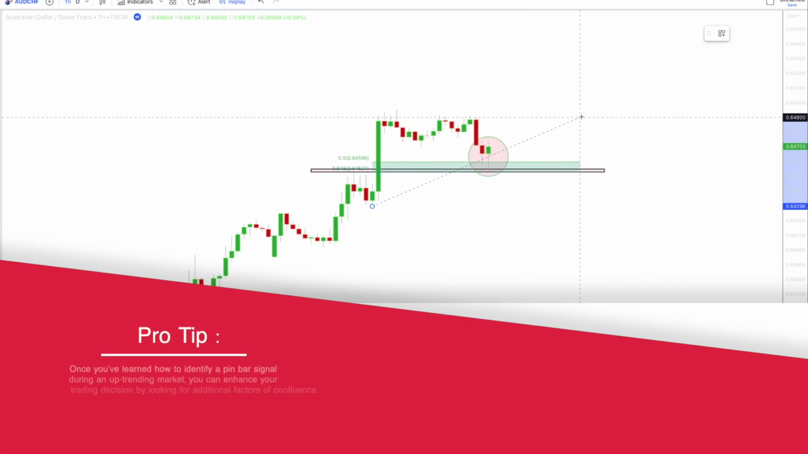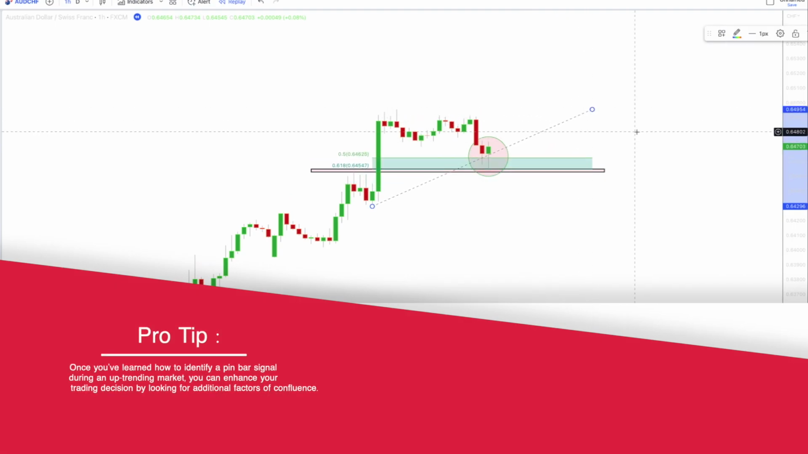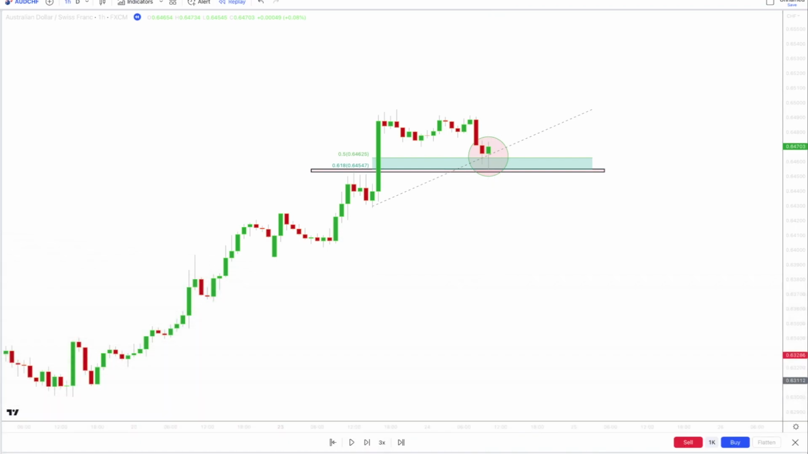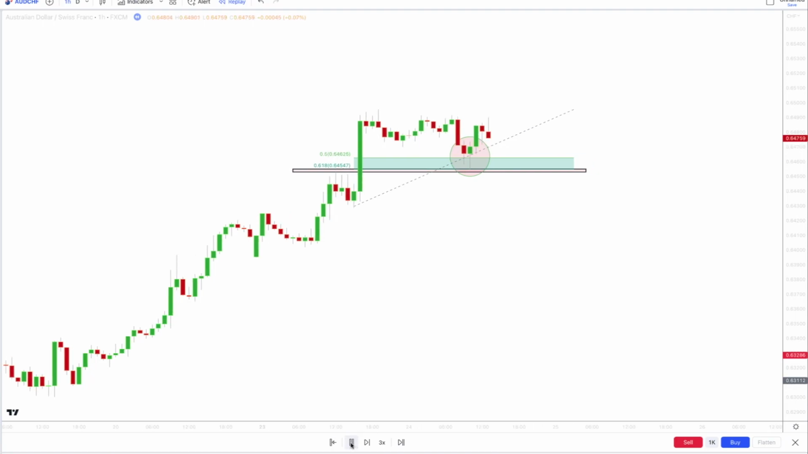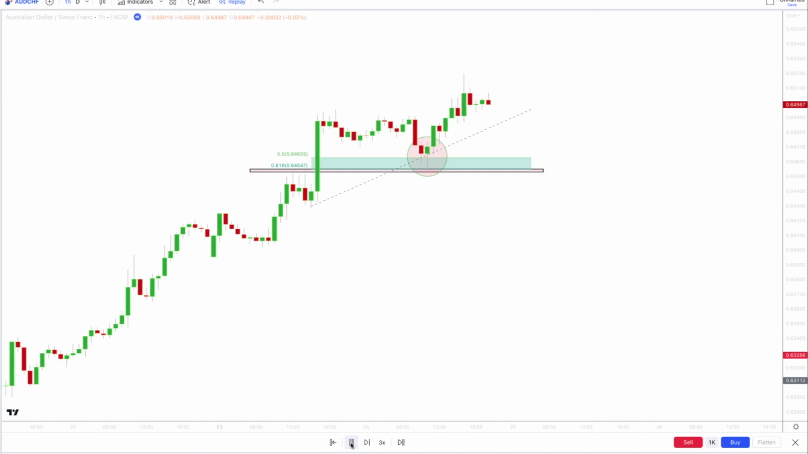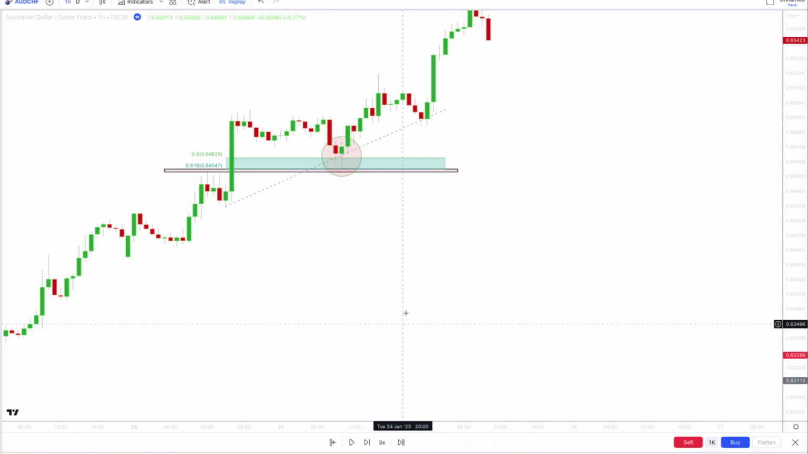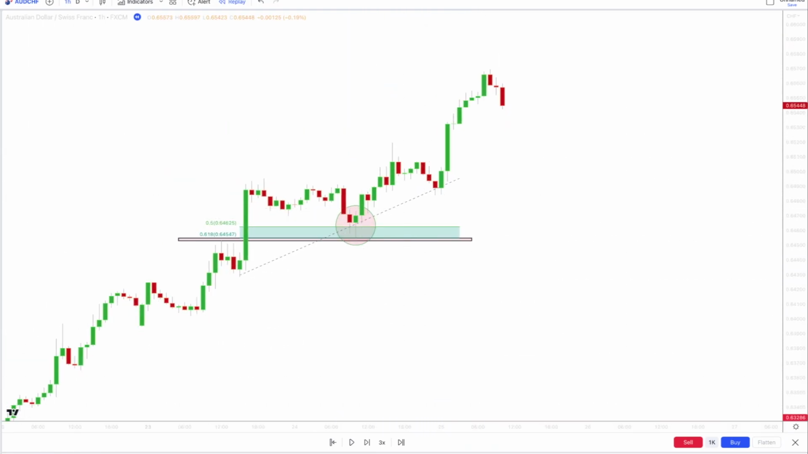Once you've learned how to identify a pin bar signal during an uptrending market, you can enhance your trading decision by looking for additional factors of confluence. One such factor is the Fibonacci retracement tool, which can be used to measure the move and determine whether the pin bar formed at the 50% or 61.8% Fibonacci levels. In the chart, we can see that not only did we have a price action signal at the support level, but the pin bar also formed at the 50% Fibonacci level. This adds further confirmation to our trading decision and allows us to trade with greater confidence.